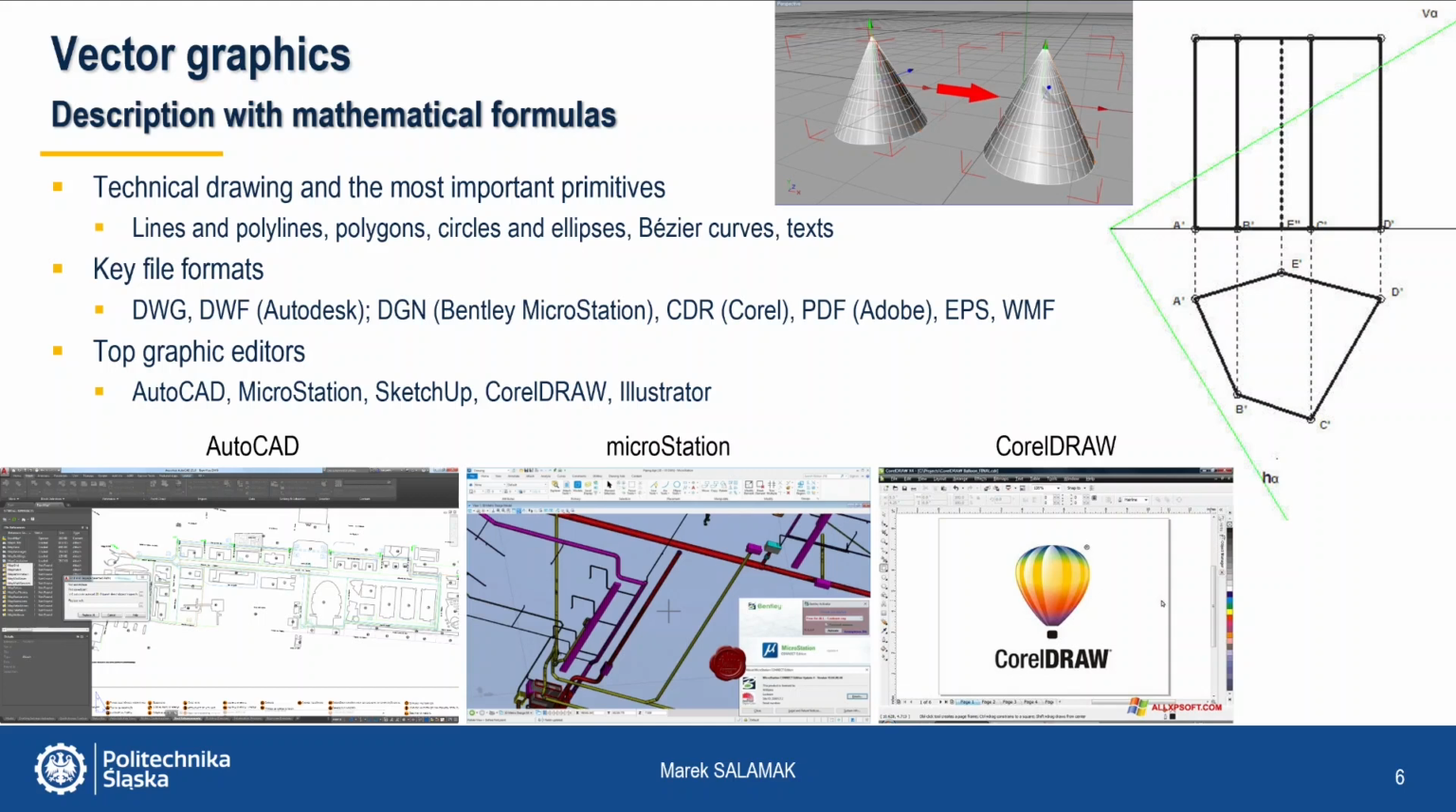So-called primitives are used, which can be objects such as lines, polylines, polygons, circles, or ellipses, Bezier curves, texts even. But they can also be special primitives in surfaces and solids, such as cubes and spheres. The most important file formats are DWG, DGN, CDR, PDF, and the most important graphic editors are AutoCAD, MicroStation, CorelDRAW, and SketchUp.